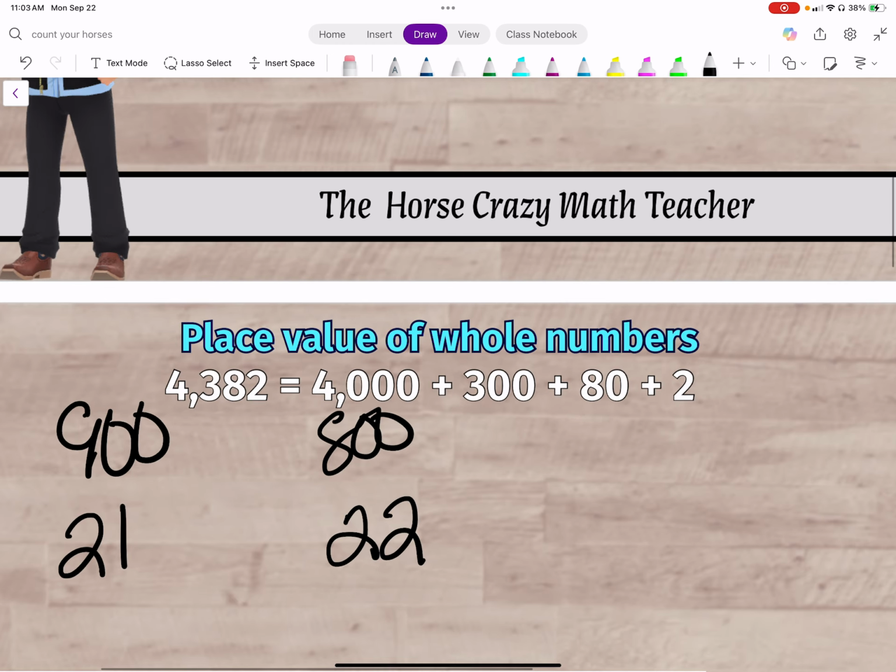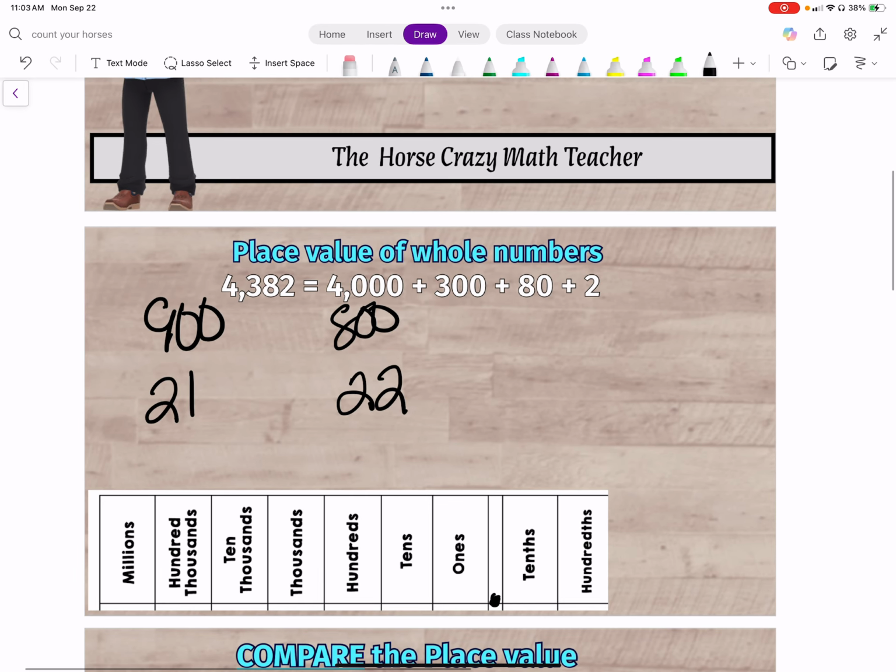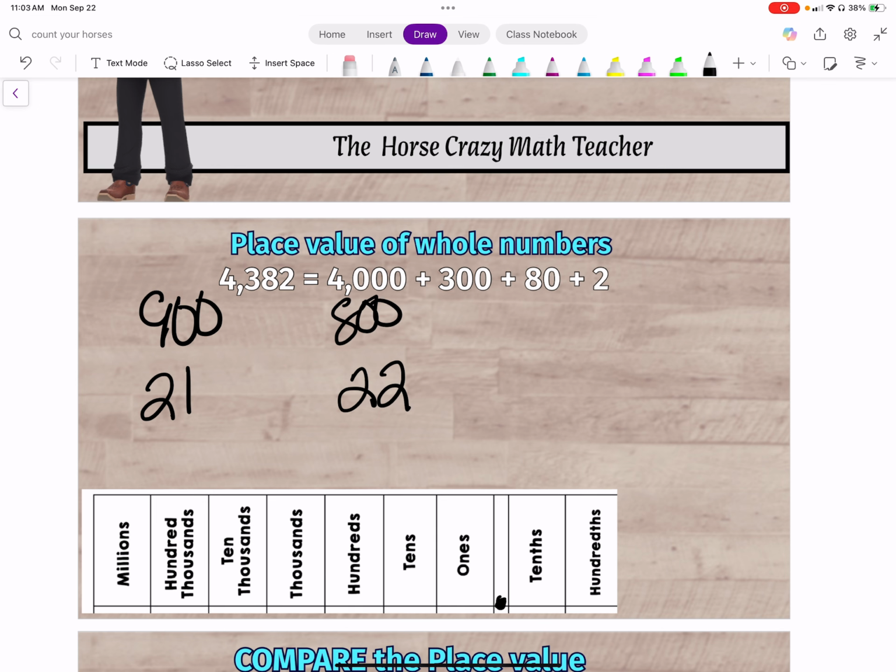So let's come down here to some examples. All right, so here we have our place value chart in case anybody needs to reference that as we're working. So let's look at these first two numbers I have here. Let's compare them. So let's say, which one is bigger. Is 900 greater than, less than, or equal to 800?